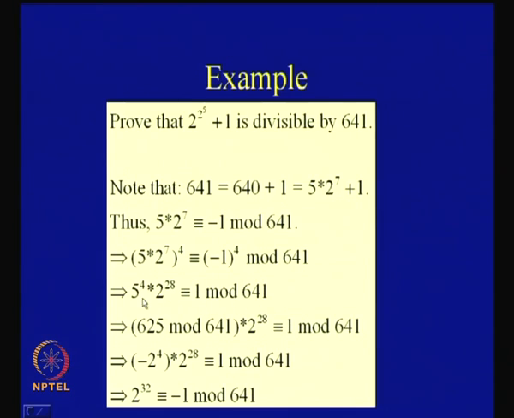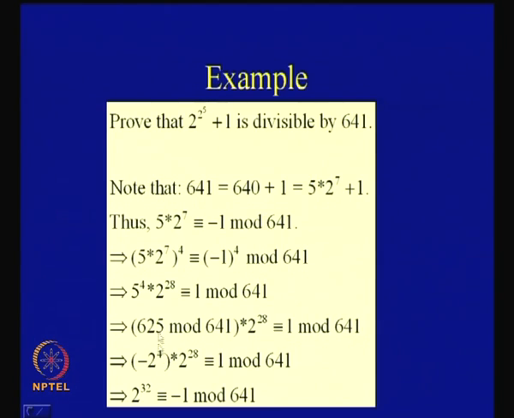Now we see that 5 to the power of 4 is nothing but 625, and we need not actually multiply these two numbers. We can reduce this number modulo 641, which should make our computations easy. Then it is multiplied by 2 to the power of 28, and that is congruent to 1 modulo 641. So this equation is not disturbed by this. Now we see that 625 modulo 641 is equal to minus 16.